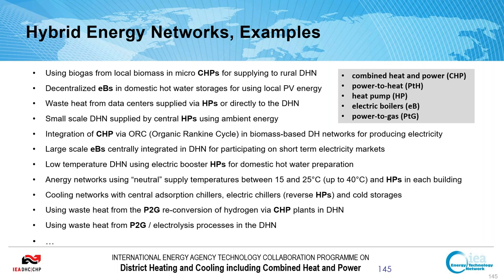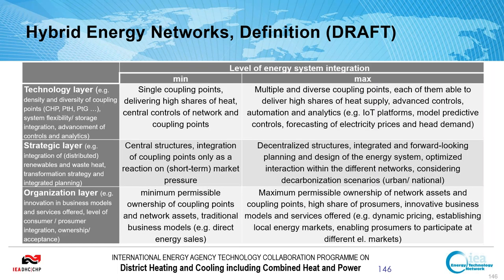Since I'm leading this working group on hybrid energy networks, the question came to me a lot: how do you characterize a hybrid energy network? So I came up with a definition, and you are the first to see it in public. It's still a draft definition. The idea is to separate into three different layers, starting with the technology layer, looking at the density and diversity of coupling points and the flexibility the system has, the controls. We can see a minimum system integration if you have, for example, only one coupling point, like a big CHP that already integrates electricity, district heating, and the gas sector. But it's the minimum system-level or technology integration, the minimum requirement for coupling up the system, so one coupling point. If you go for maximum, you see more and diverse coupling points with more advanced controls, considering both electricity and heating systems.